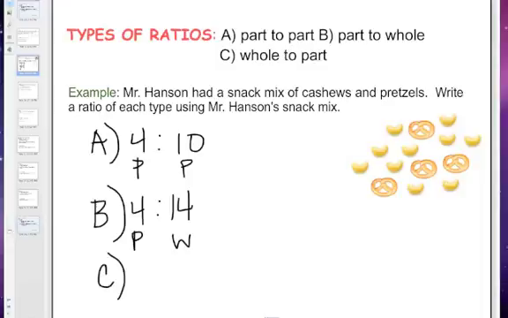And then the last one, whole to part, is pretty simple. It's just flipping the one we had just done previously and putting the whole first. So 14 represents the whole of Mr. Hansen's snack mix, while 4 represents just the pretzel part of it.